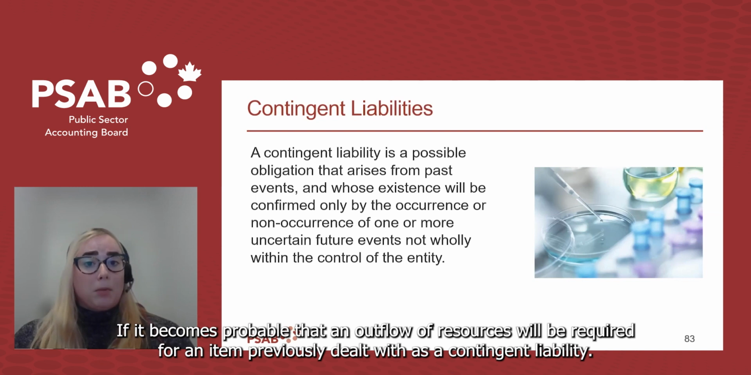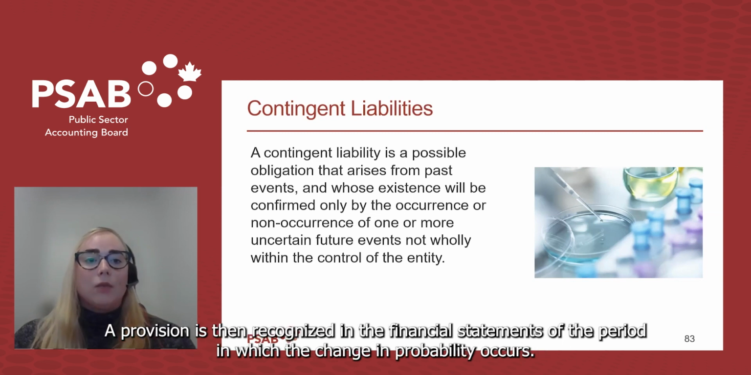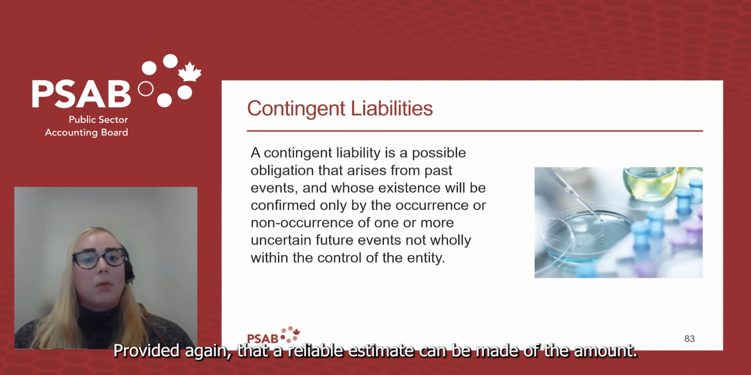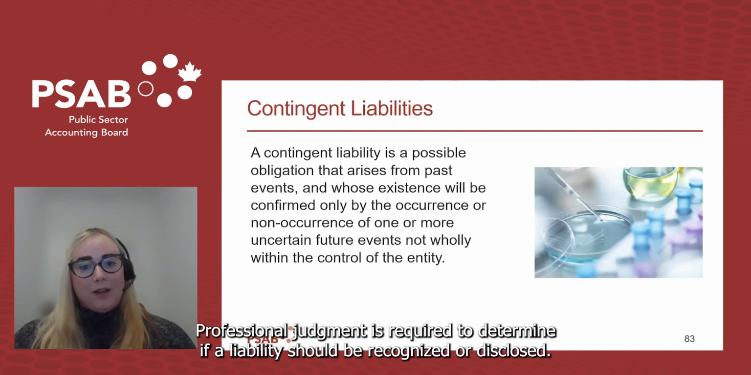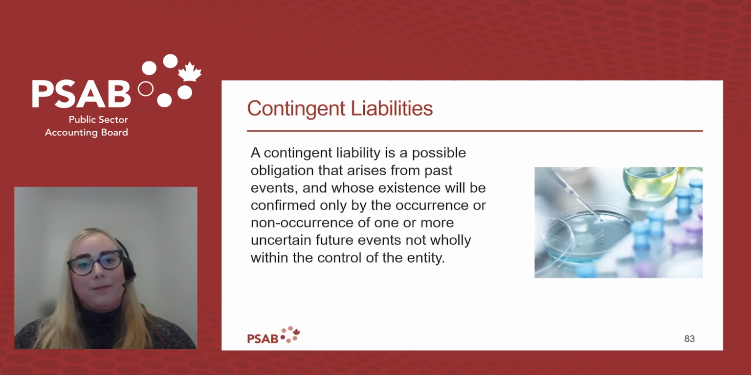If it becomes probable that an outflow of resources will be required for an item previously dealt with as a contingent liability, a provision is then recognized in the financial statements of the period in which the change in probability occurs, provided, again, that a reliable estimate can be made of the amount. Professional judgment is required to determine if a liability should be recognized or disclosed.